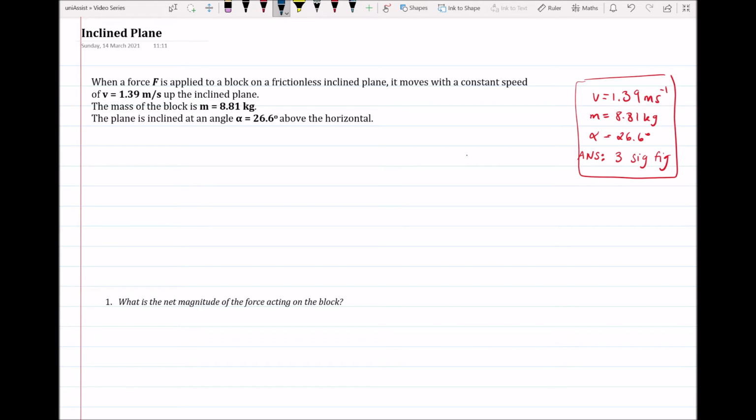Now what I like to do is draw a diagram of the question. That's always the easiest way to start any question, just so that you have a visual way to understand what you're trying to do. So, inclined plane. We've got our mass m here, and it is on an angle of alpha, which is equal to 26.6 degrees. And this is our right angle.